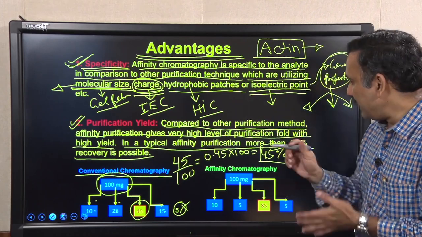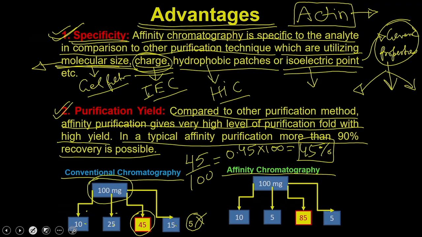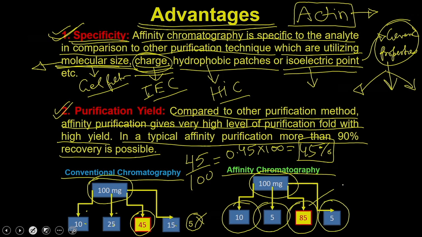For example, compared to that, if you go with affinity chromatography, if you started with 100 milligrams of protein, what will happen is that it is still going to give you different fractions where your protein of interest is present, but the major chunk is going to be present in one fraction, and that actually is going to give you the purified protein.